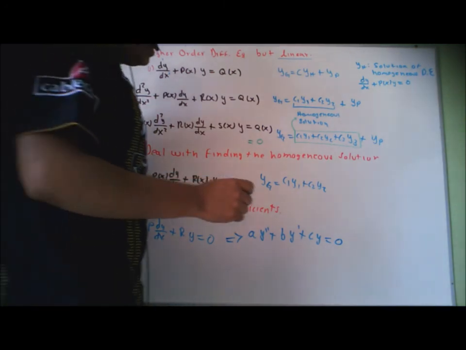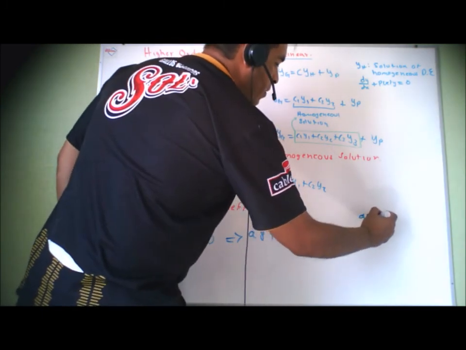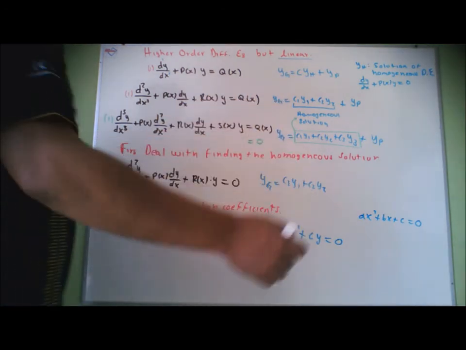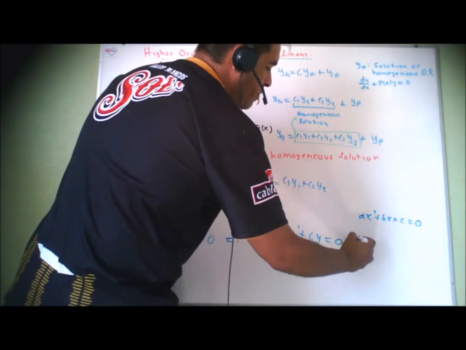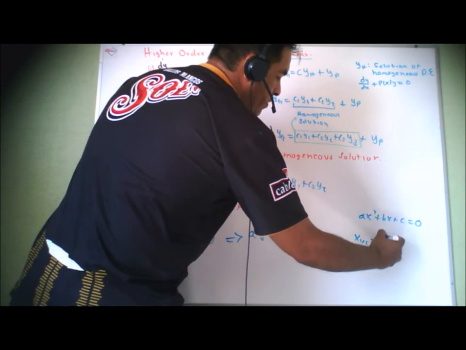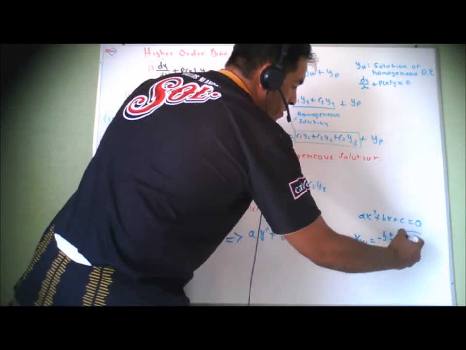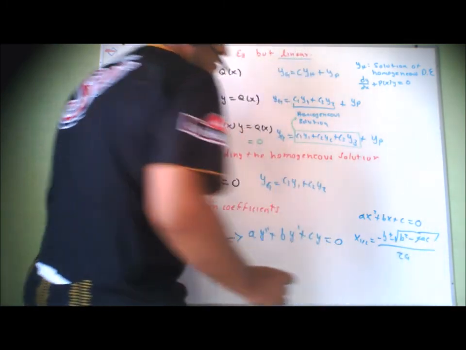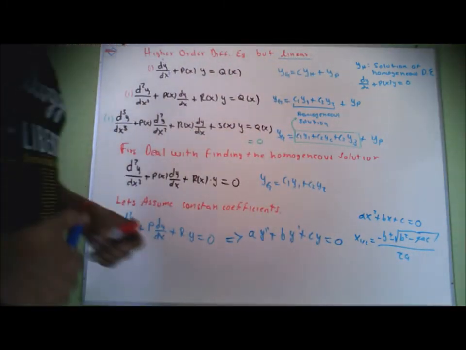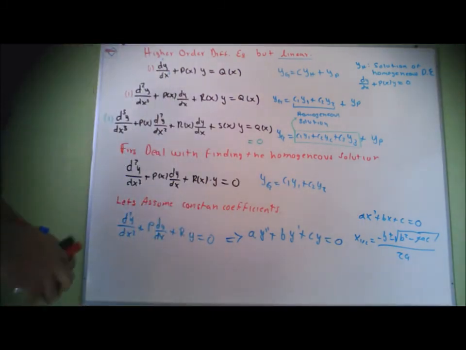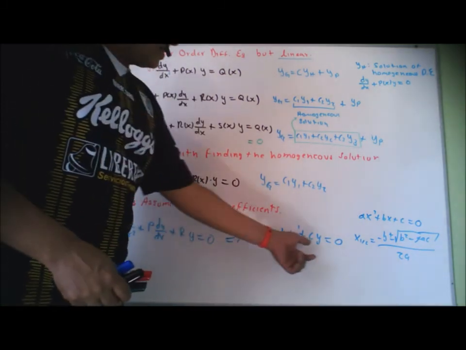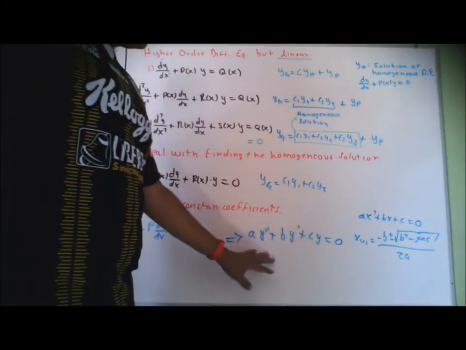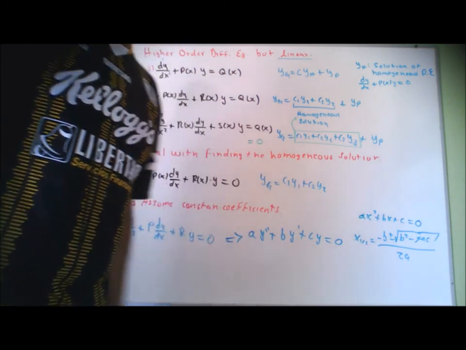If you remember the chicharronera, ax squared plus bx plus c equal to 0, the solution, I'm sure you remember, x1 and 2 is going to be minus b plus or minus the square root of b squared minus 4ac over 2a. So that is the solution of the polynomial equation of second degree. I wrote it in the same order, a, b, and c, because there is some relation to that. We are going to solve the differential equations just like this one.